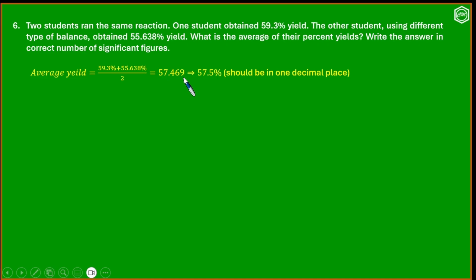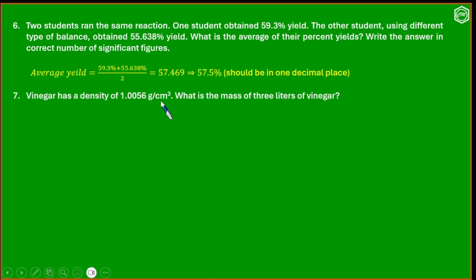57.469 is the answer. So here this quantity has only one decimal place. So the answer should be in one decimal place. The digit to be retained is 4 and the digit that is dropped is 6. So it increases by 1, 57.5%. And this quantity has three significant figures. This also is having three significant figures.